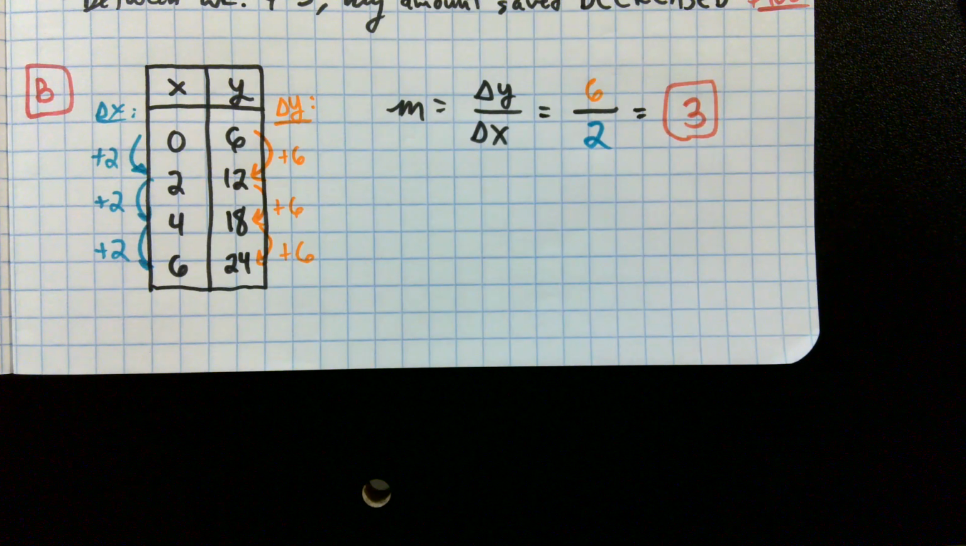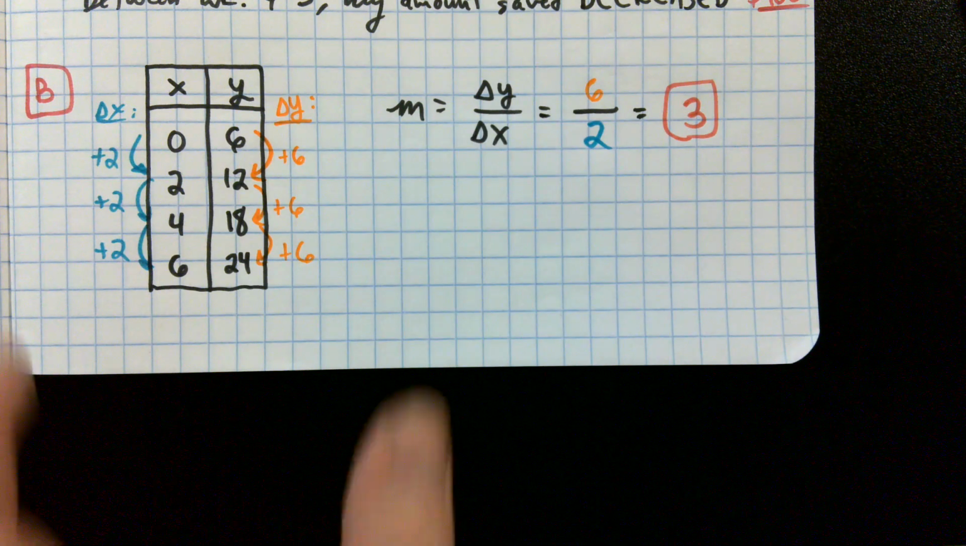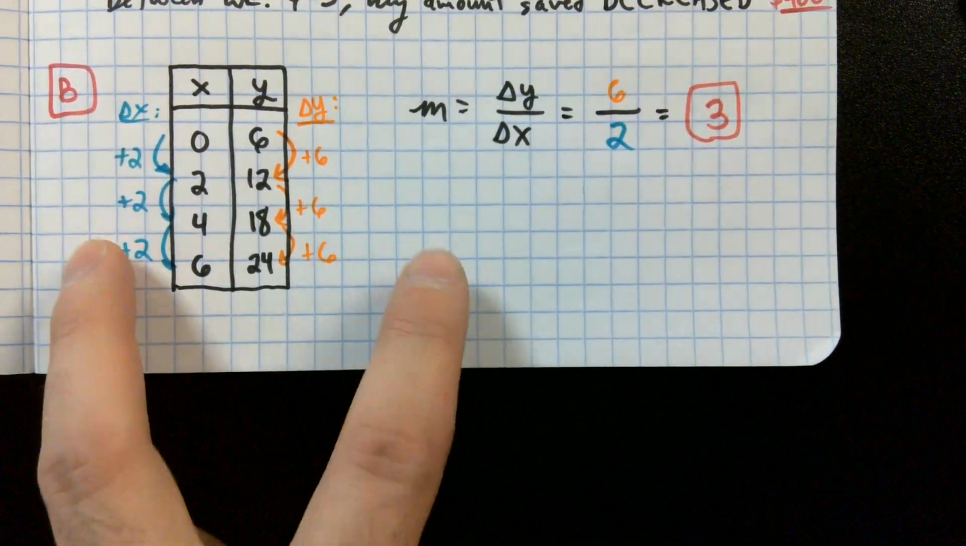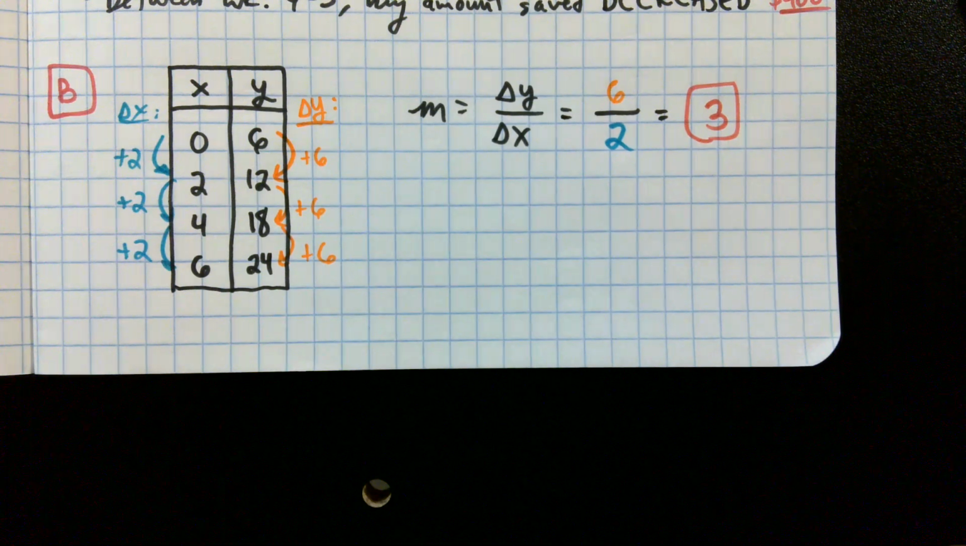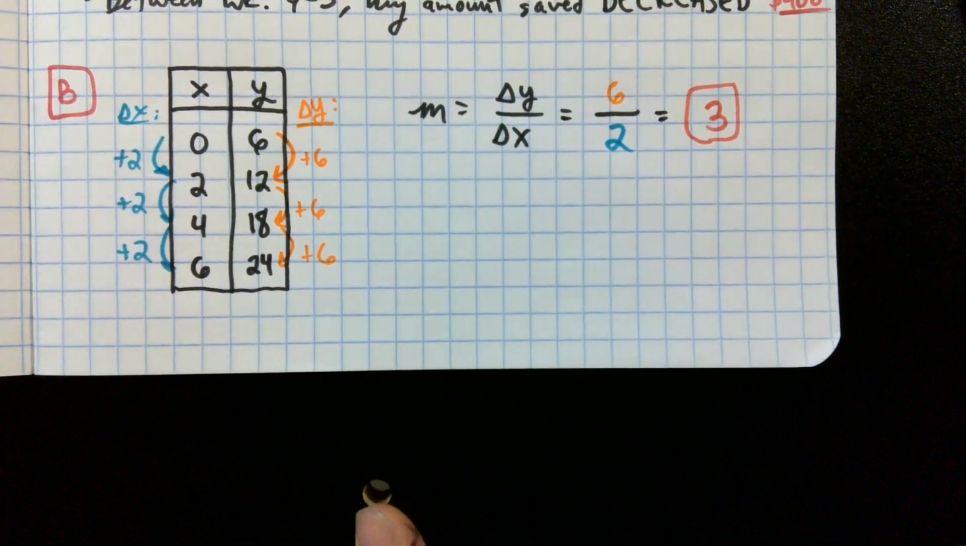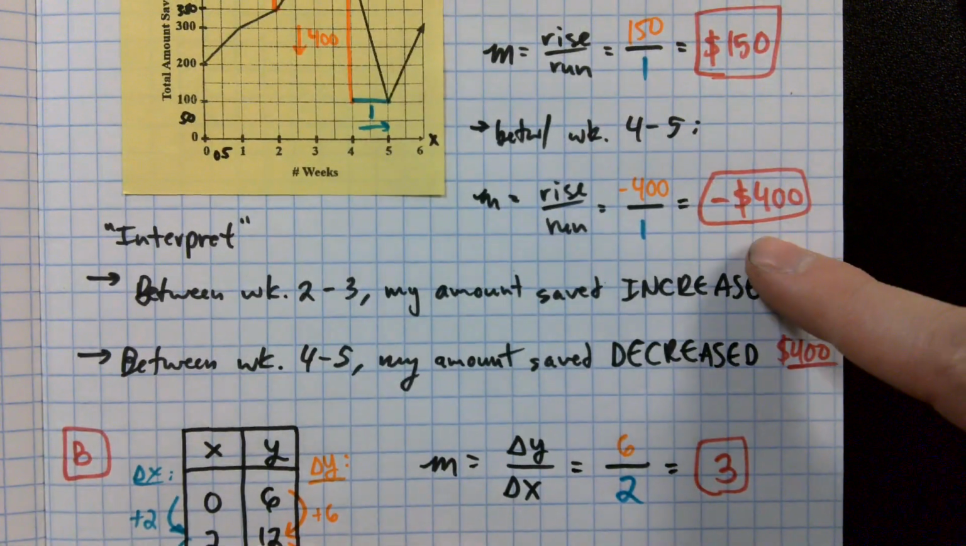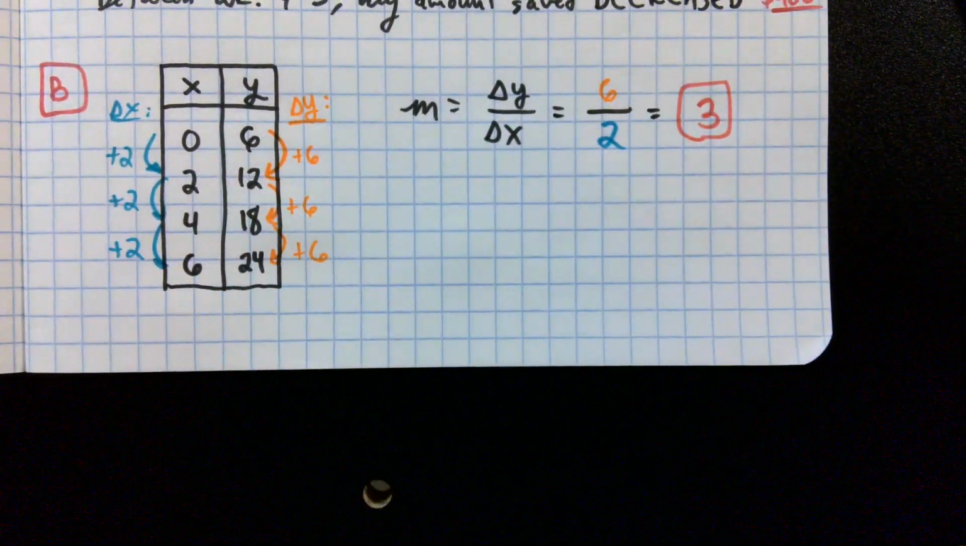Three what? Nothing. What do you mean nothing? It's not $3 or anything, it's not specified in the question. That's right. So B does not have a specific context to it. It's just random numbers. So we don't need any units on our answer like we did up here with the dollars. Here, we can just stick with 3.